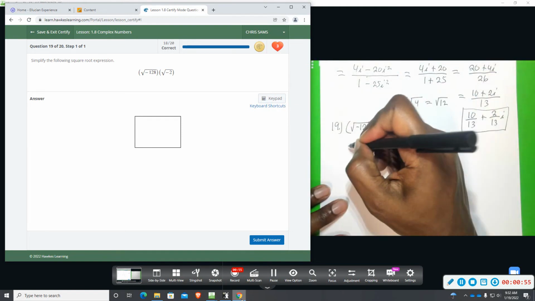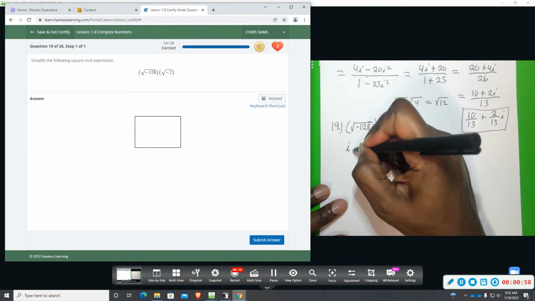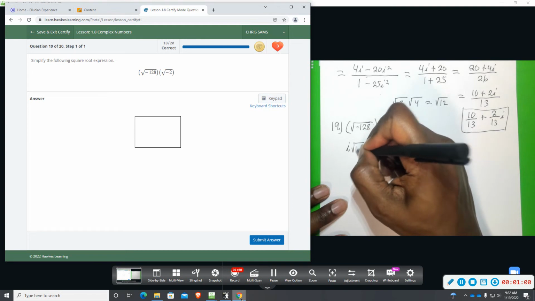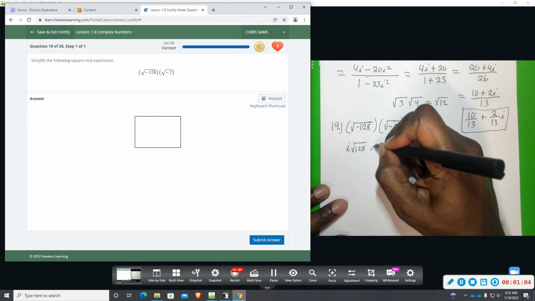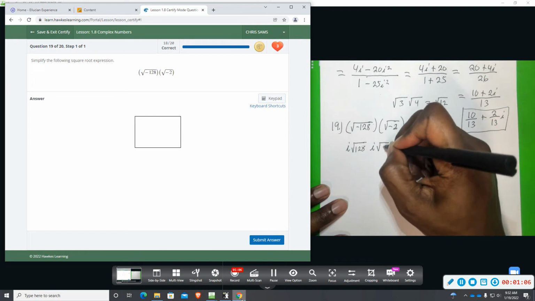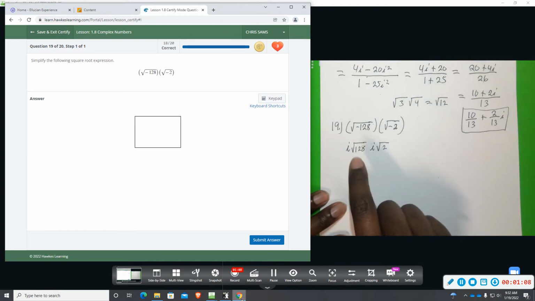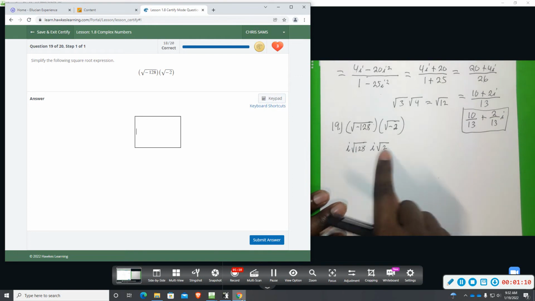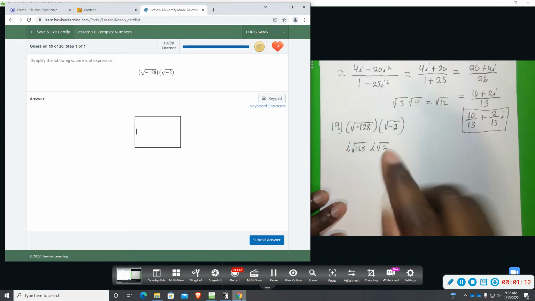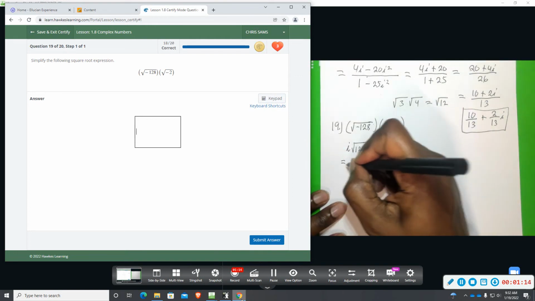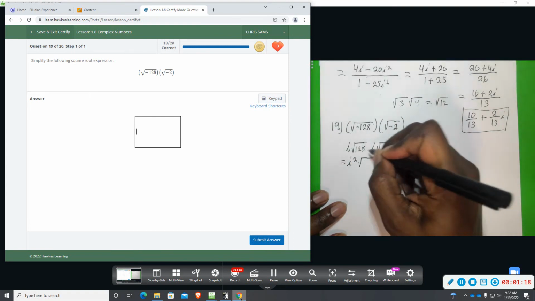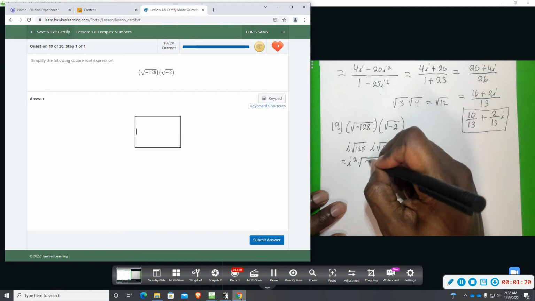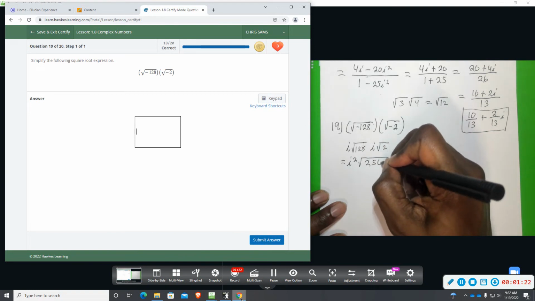So I'm going to rewrite this as i square root of 128, and I'm going to write this as i square root of 2. And from here, then we can multiply those two together and the two i's. So this will give us i squared times the square root of 128 times 2. That'll give us 256.